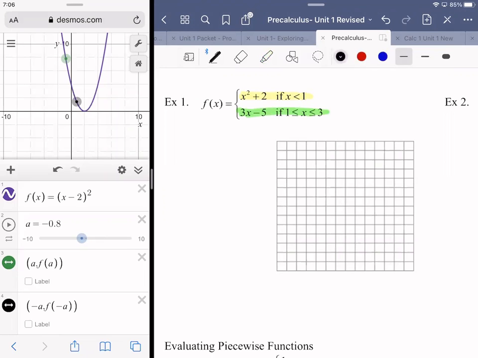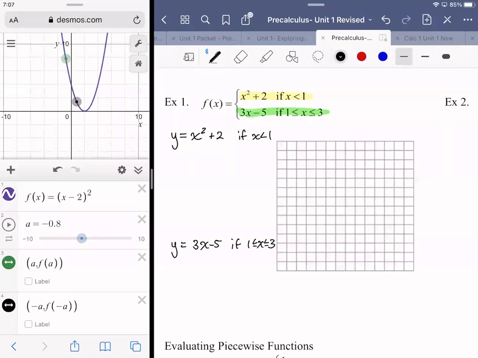But what we do is we write it as two separate equations, y equals x squared plus 2. And again, that's only if x is less than 1. And then we have y equals 3x minus 5. And that's only if the values of x are between 1 and 3.